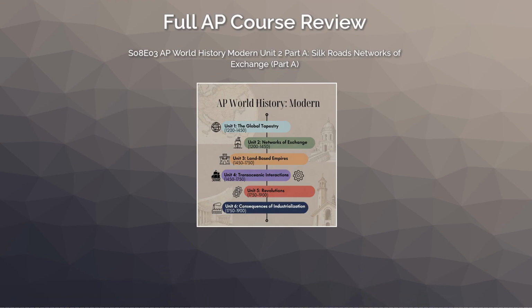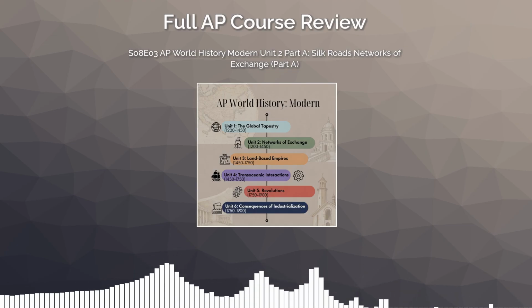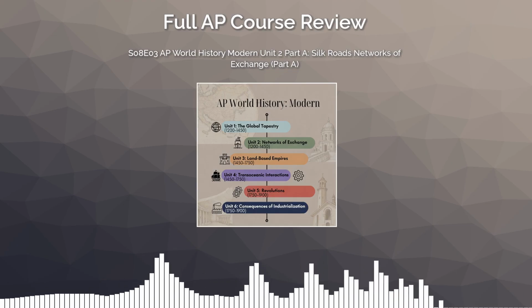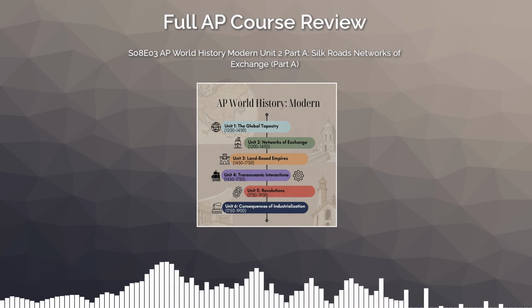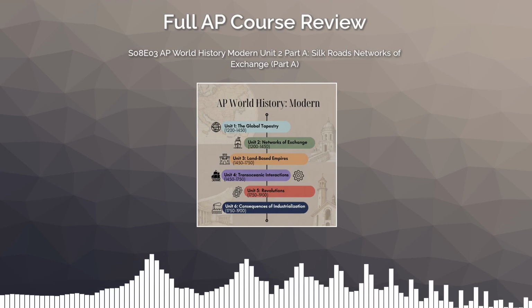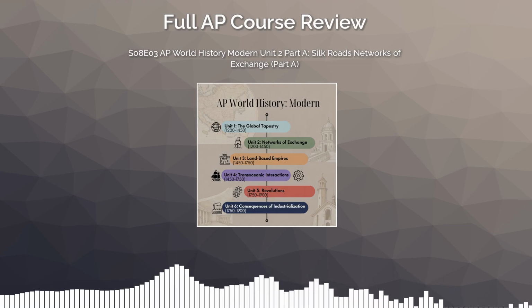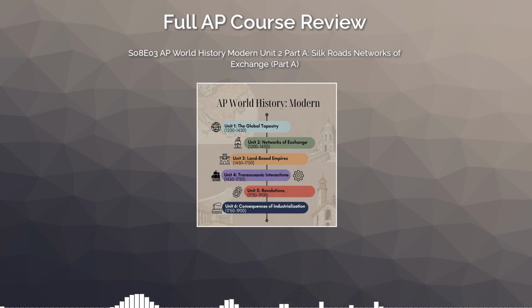A common MCQ trap here is to assume Calicut itself produced all the goods it traded. It didn't. Calicut was a collection point, an entrepot, for goods from the wider Malabar region. Don't confuse the city with the source of production.